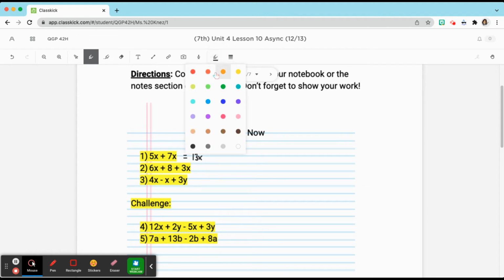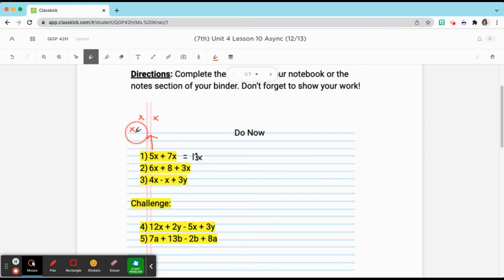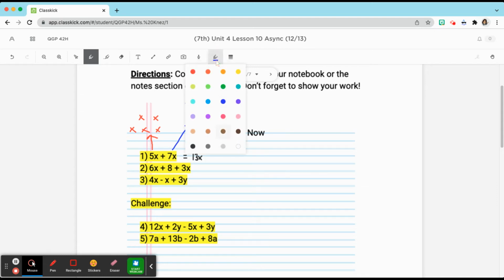One way to think about this problem that we talked about in class is that this group, 5x, is represented literally by 5x's, and that the second group, 7x, is represented by 7x's. And so when we put all those x's together, we don't simply have the number 13, we have 13 x's, and altogether that's equal to 13x.